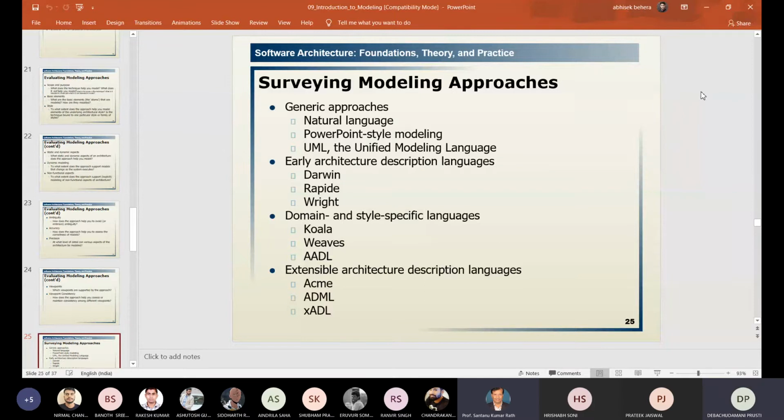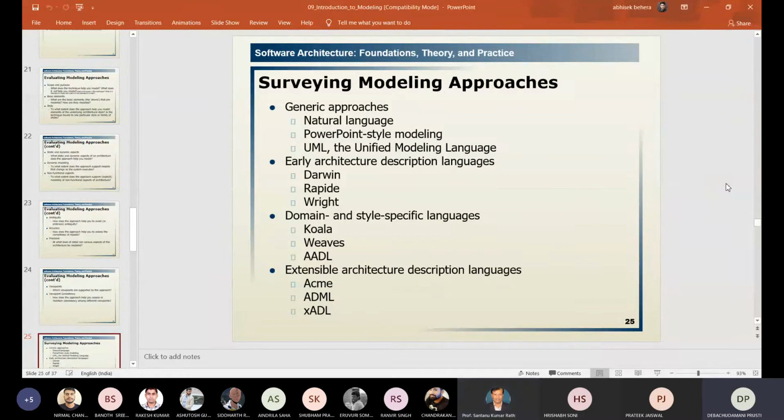Then we become very much architecture oriented. We feel that all these three are not concentrating much on software architecture. So we move towards the architecture direction.